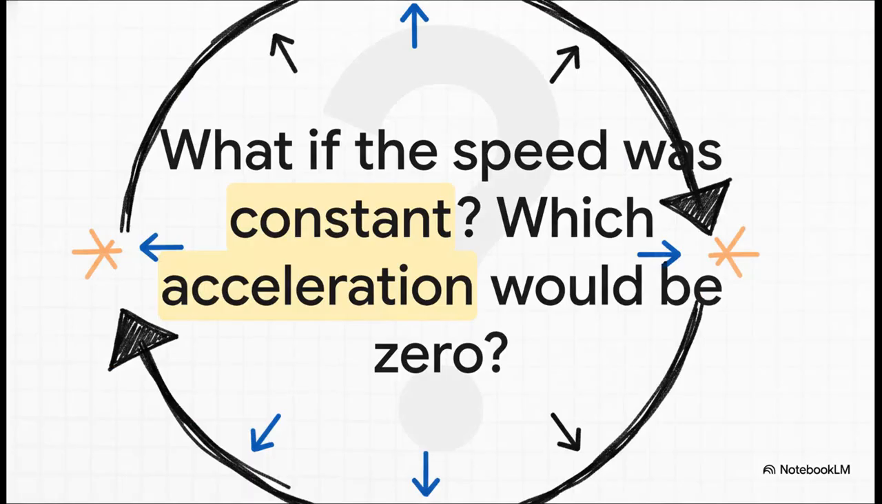Great job. But hey, before you go, let me leave you with a little food for thought to make sure this really sticks. In our problem, the particle was speeding up, right? So what if it was moving at a constant speed instead? Think about our two components, the gas pedal and the steering wheel. If the speed isn't changing, which one of those would have to be 0? And what would that tell you about the total acceleration? Mull that over. If you get it, you've absolutely nailed this.